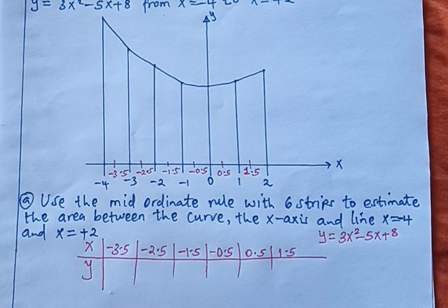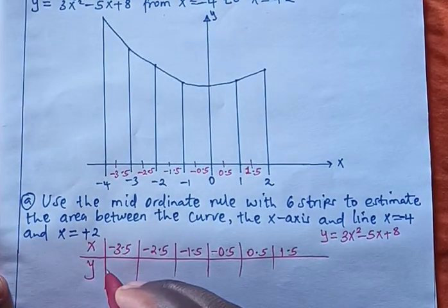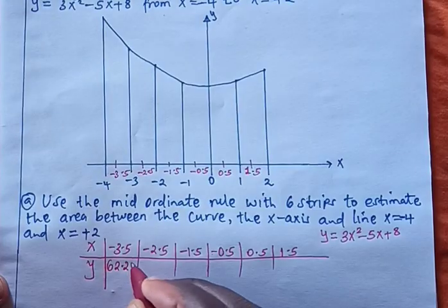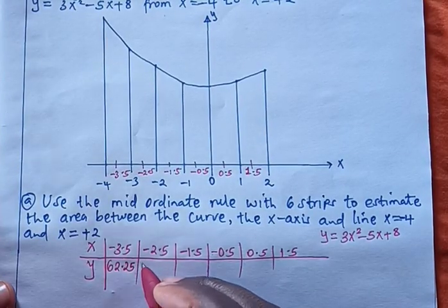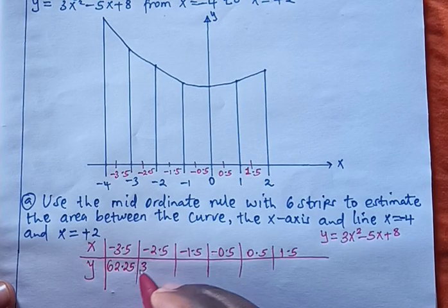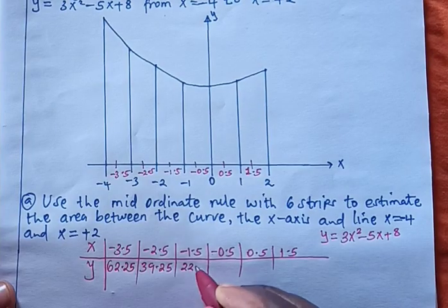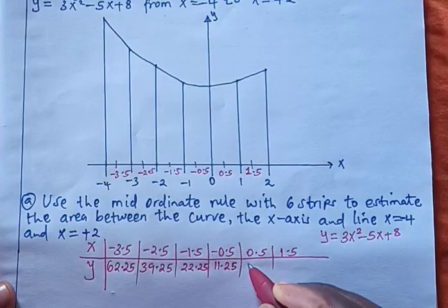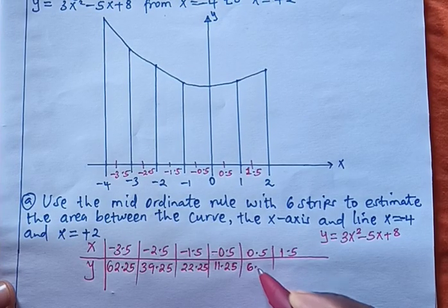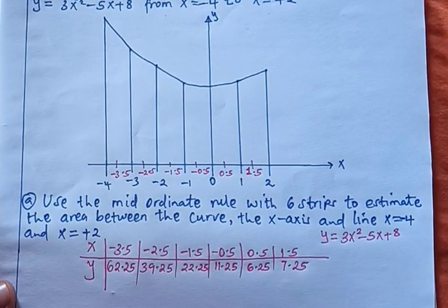Our calculators must produce 62.25. And then if you exchange and now use -2.5, you must get 39.25. We proceed to 22.25. Then we have 11.25, then 6.25. Then we have 7.25.